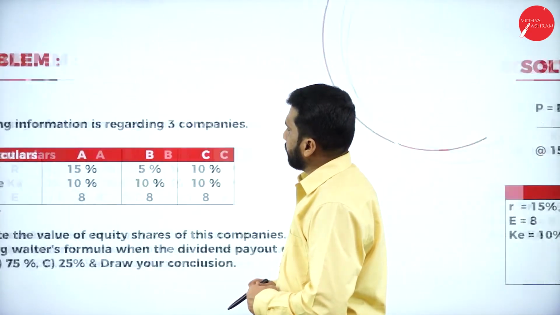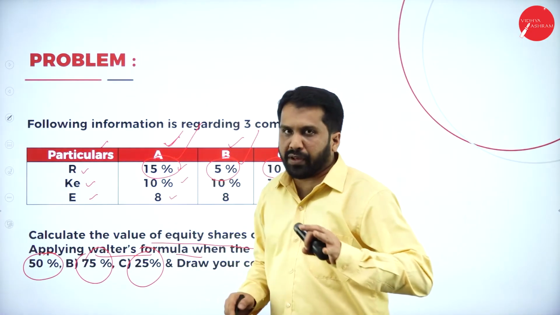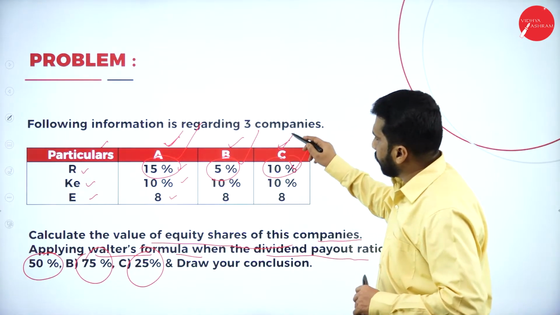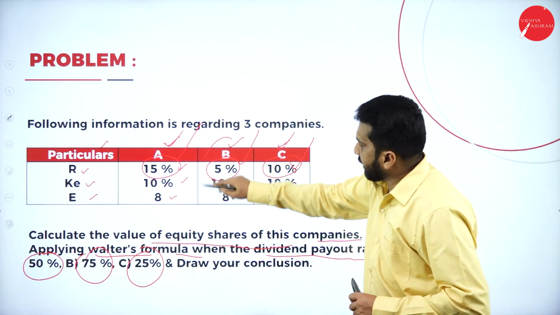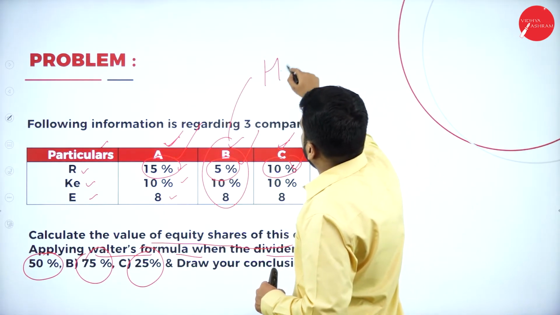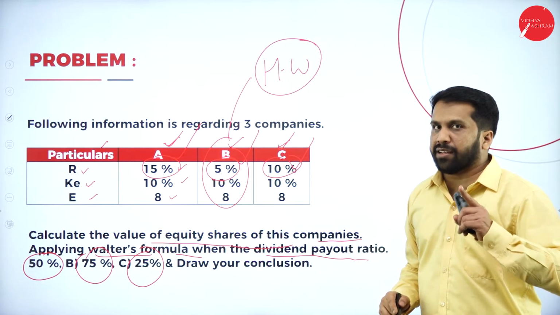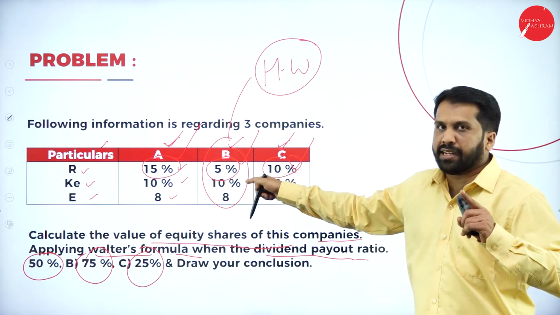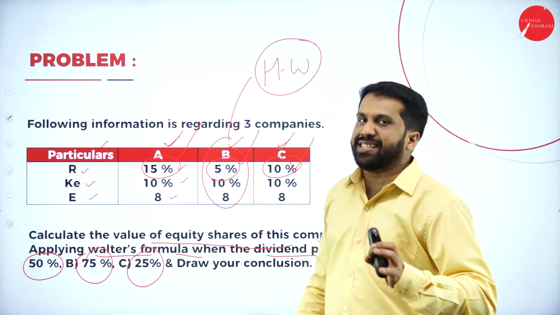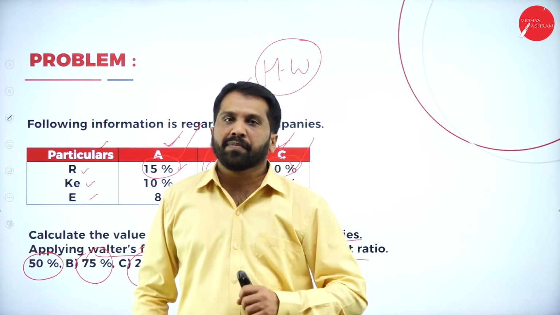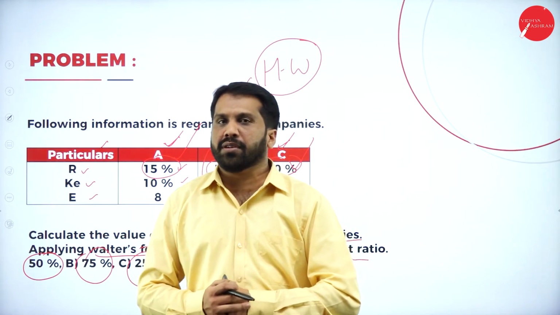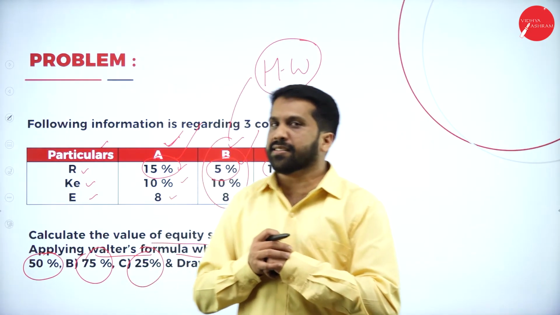In this, the first one we are doing, third one we are doing, the second one will be homework for you. Clear? You have to do calculation for 5%. After doing calculation, please send me the answer in the chat box so that you will get to know what will be the right answer.